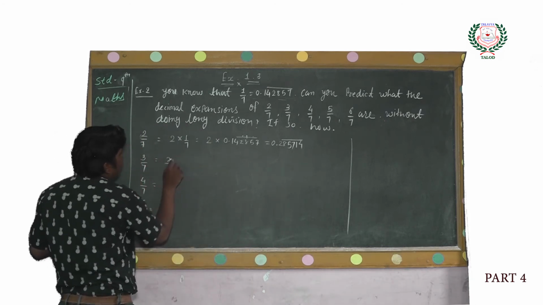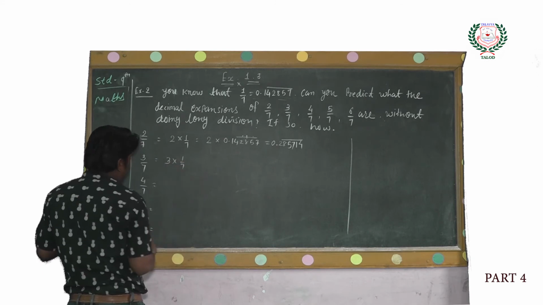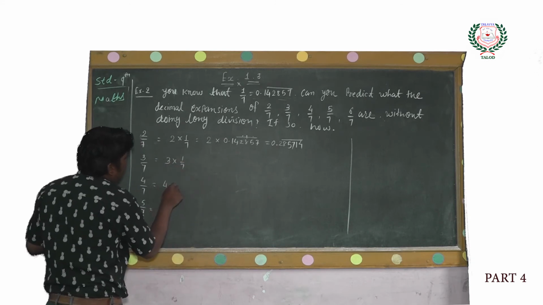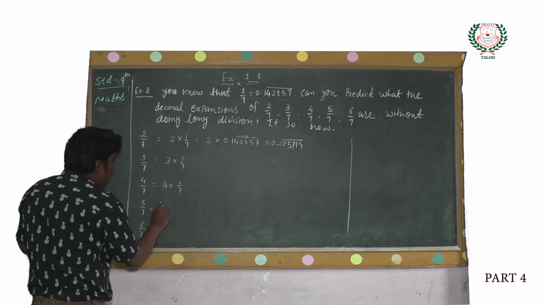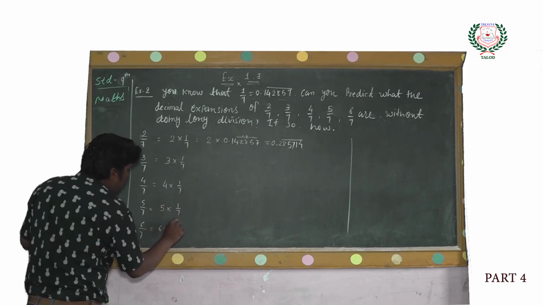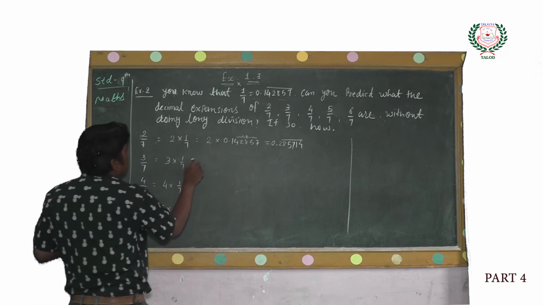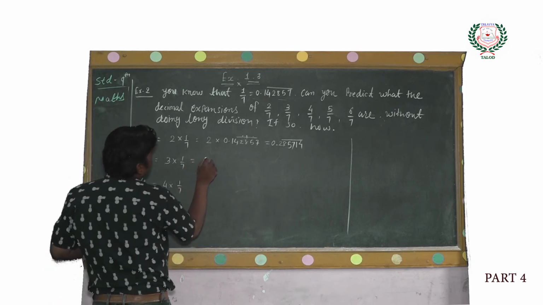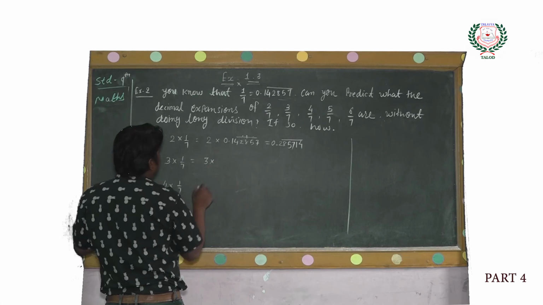You are multiply 1 upon 7. Like that 4 we have to multiply 1 upon 7, and 5 also multiply 1 upon 7, and 6 also multiply 1 upon 7. So don't worry, only you have to do multiplication.